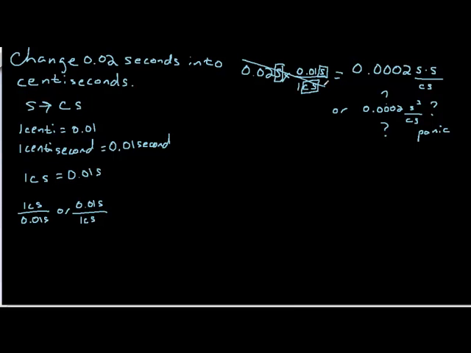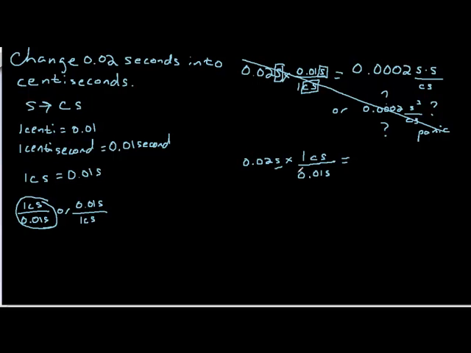Now, the reason this looks so awkward is because we did it incorrectly. Let me show you the correct way we should have done it. Start out with the same thing, 0.02 seconds. We're going to multiply it by the other one of our fractions. The other one works better since we start out with seconds. If you start out with seconds, the unit that goes on bottom also has to be seconds.